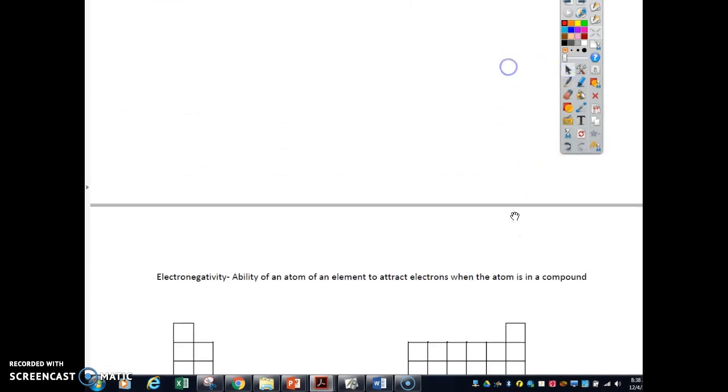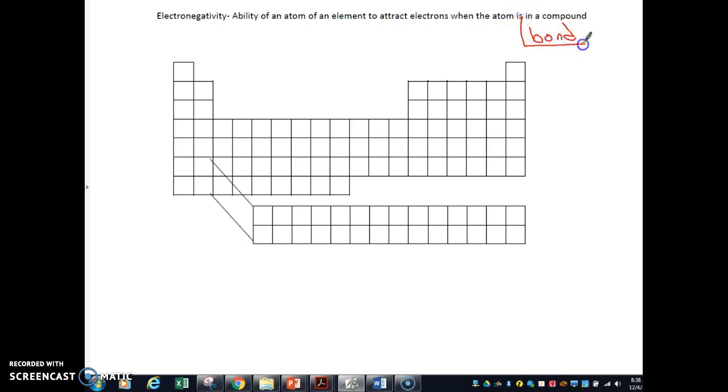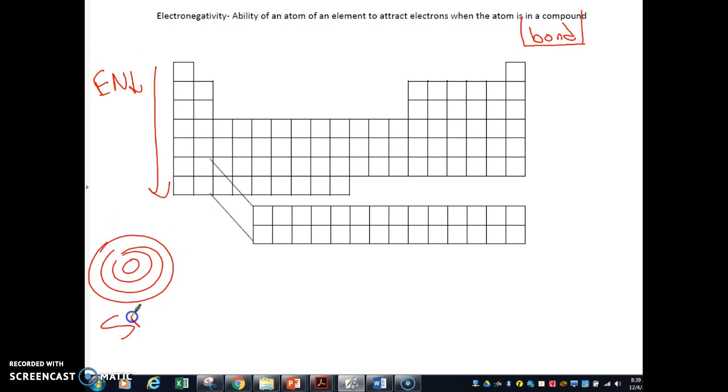And the last one is electronegativity. Now, one of the things about electronegativity is it has to deal with when these atoms are forming a bond. It's the ability of an element to attract electrons when the atom is in a compound. The other way you might see it is when they're forming a bond. So it's the only one that has to do with when they're bonding. As you go down on the periodic table, the electronegativity is going to decrease. What happens is you're getting larger and larger atoms, so the shielding effect is going up. The valence electrons, again, are farther away from the nucleus.